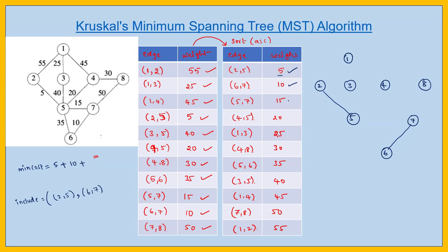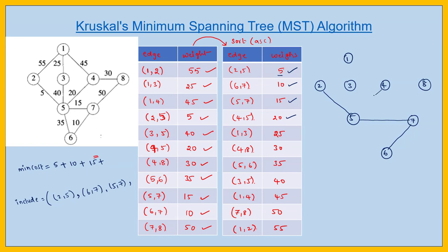Next, 15. What is the 15th edge? 5 comma 7. When I connected these two, does it form a cycle? No. So I am going to include this one, and I am writing 5 comma 7 at this place. What is the weight of this one? 15. Yes. Next one is 20. What is 20? 4 comma 5. When I connected these two, does it form a cycle?